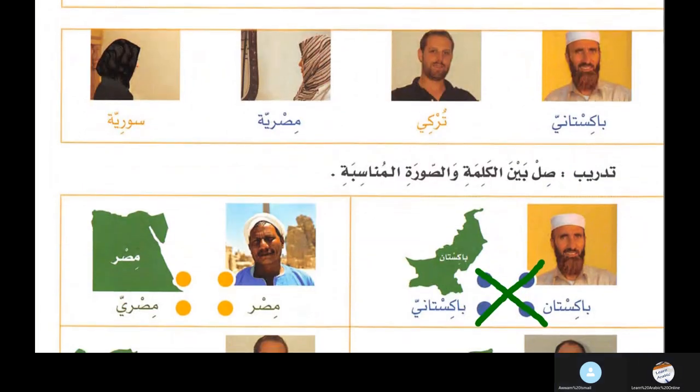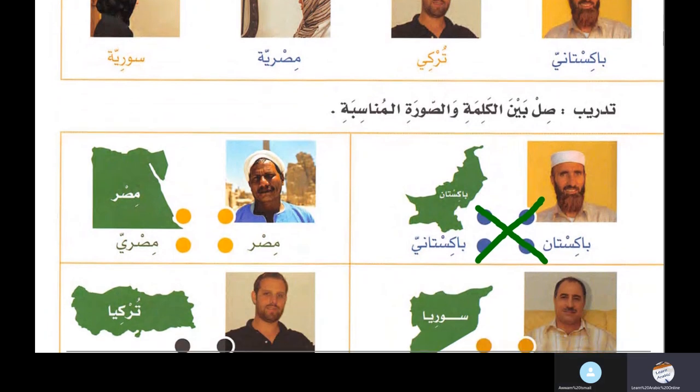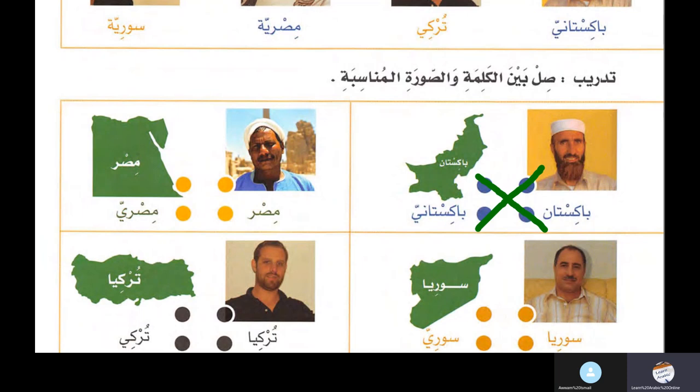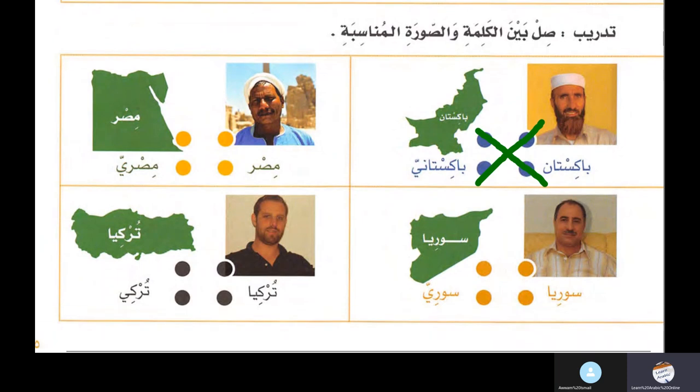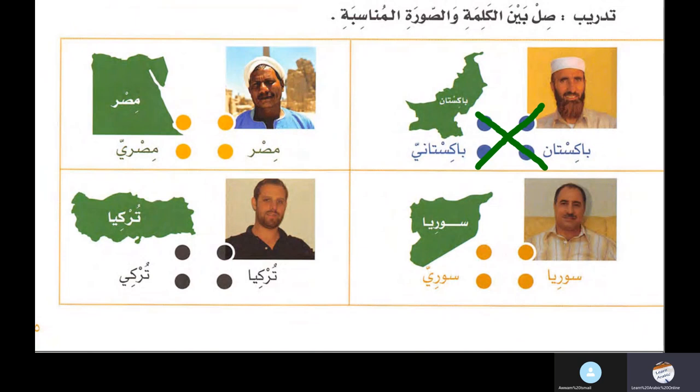Tadrib sil bainal kalimati wasu waratil munasiba. He's asking you to join the word with the appropriate picture. So you will join them and you will send me the picture so that I can check it. Okay? Okay.